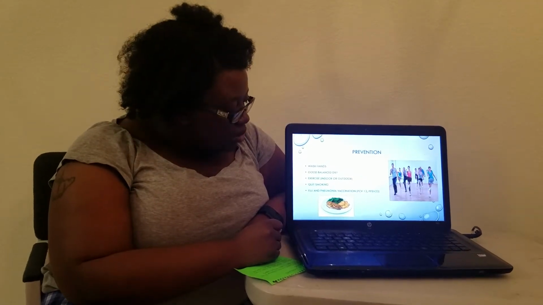Quit smoking. Either if they use nicotine patches, or reducing the amount of cigarettes they smoke a day, that's always a good start. There's also resources in the community that we can give our patients to educate them to help them to quit smoking.